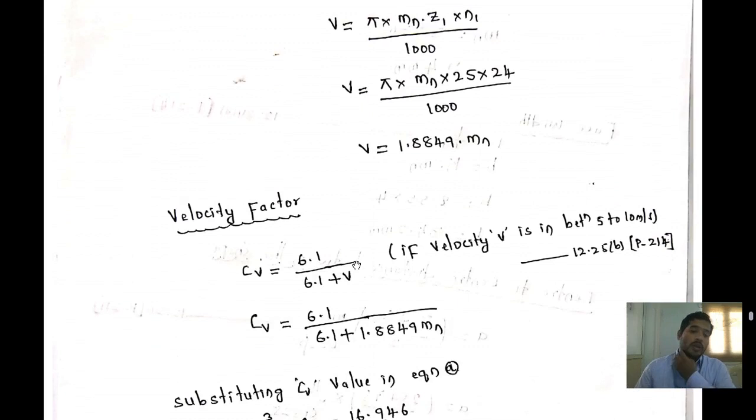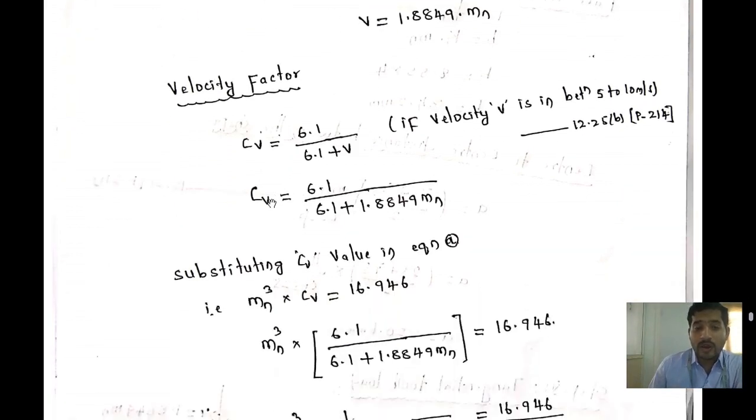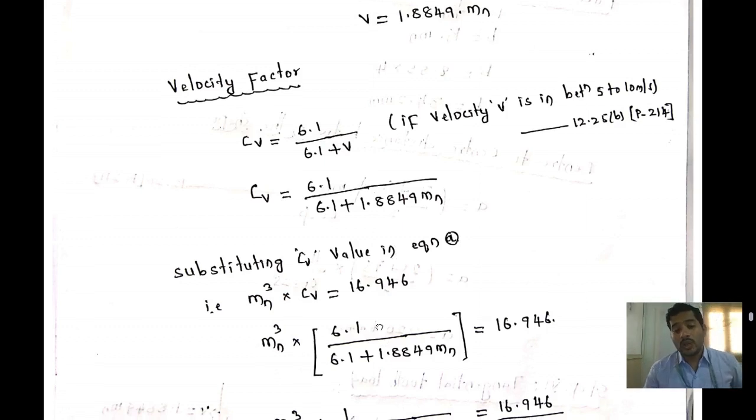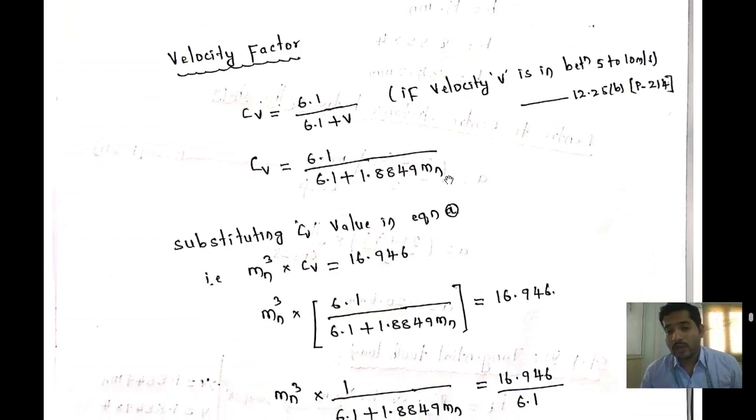After that we need to find out the velocity factor value. Because the velocity is in the lower range, as per the table, we have to use this formula: CV is equal to 6.1 by 6.1 plus V. So 6.1 plus the velocity 1.8849. It is difficult to find the value here, because two values are unknown, CV and Mn, so we have to keep it as it is. After that, this CV value we need to substitute in the above equation.